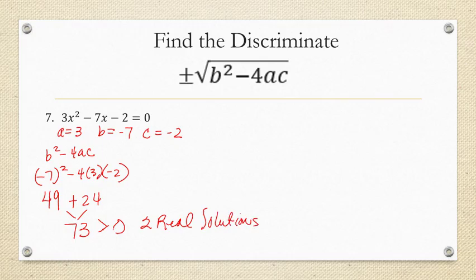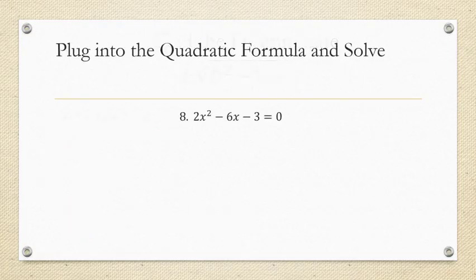Okay, that's how you work the discriminant. Okay, plug into the quadratic equation and solve. First of all, is this in standard form? Is it set equal to 0? Yes. Okay, let's pick out our A, our B, and our C. Our A is 2, B is -6, C is -3.